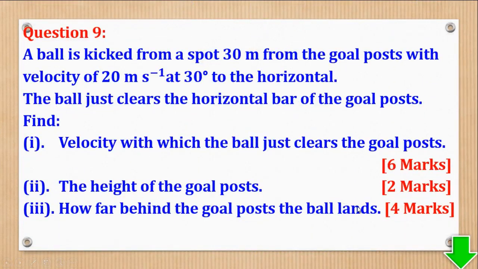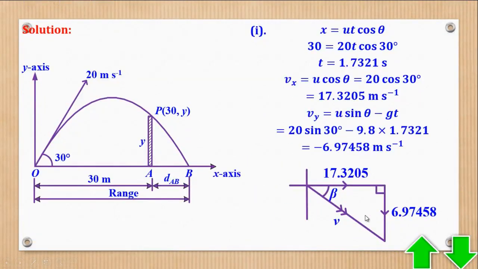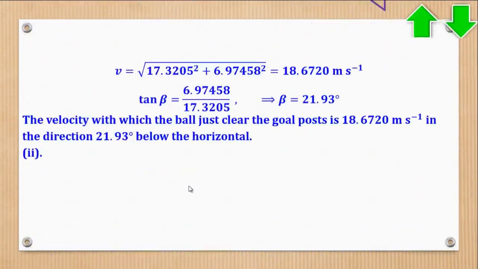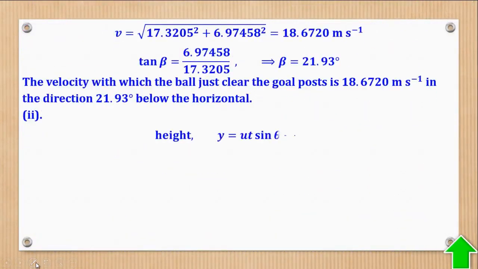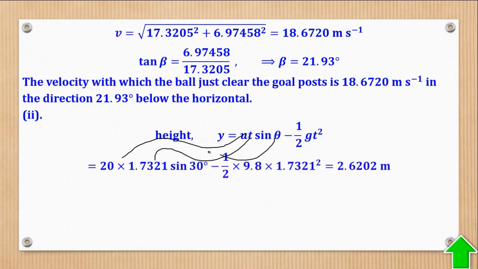Roman 2 asked for the height of the goalpost, so they want the value of y, this value of y. From the second equation, y will be equal to ut sin theta minus a half gt squared. So substitute for u, t, theta, and g to come up with this as the required height.